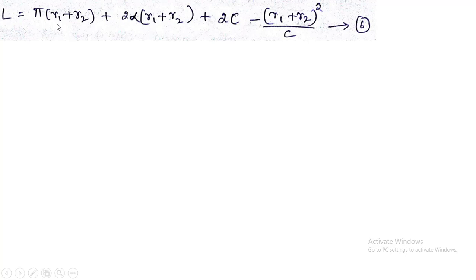So pi is a common term there. I will take that pi as a common term. It is R1 plus R2 that will remain. Next, 2 alpha was also a common term. I will take it outside. It is R1 plus R2 that will come, plus 2C into minus of R1 plus R2 square divided by C.